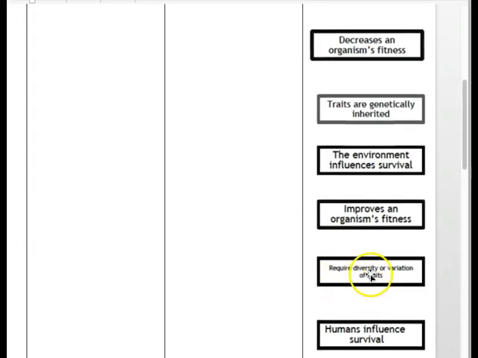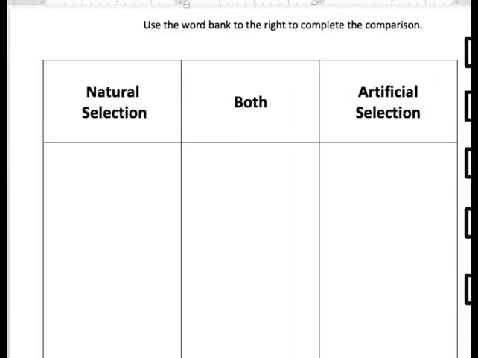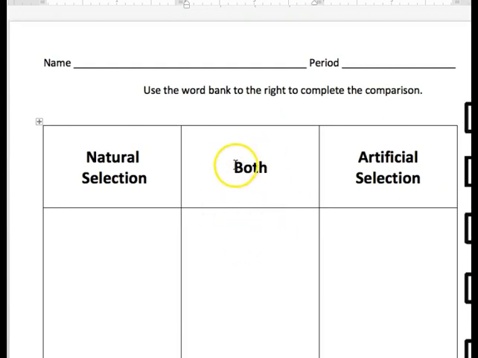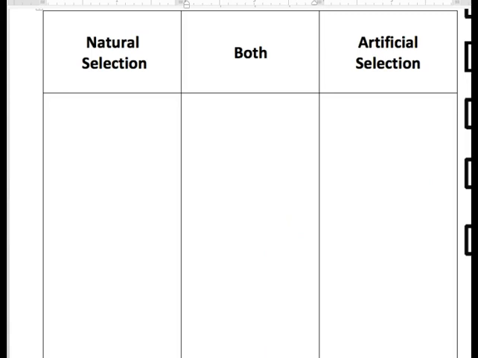I found it. It's at the bottom. Require diversity or variation of traits. So diversity or variation of traits is going to go for both. Please make sure it goes in your both column and get that written in. Again, that was diversity or variation of traits. It is required for both.